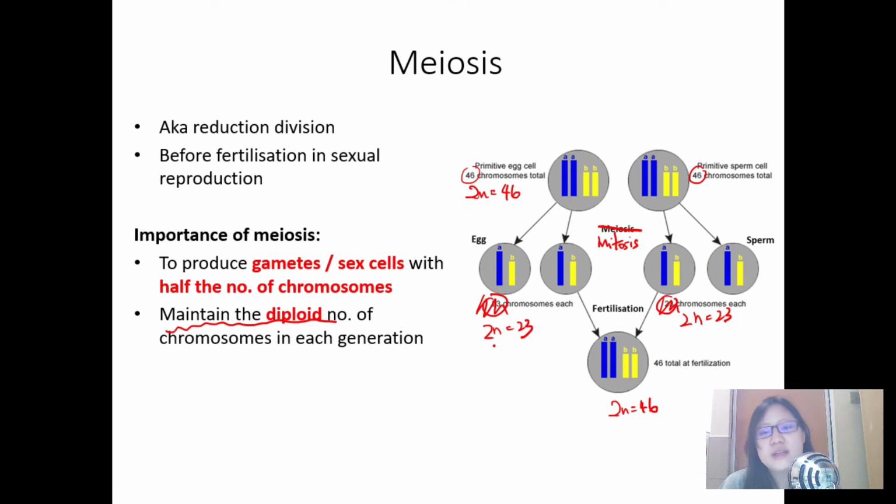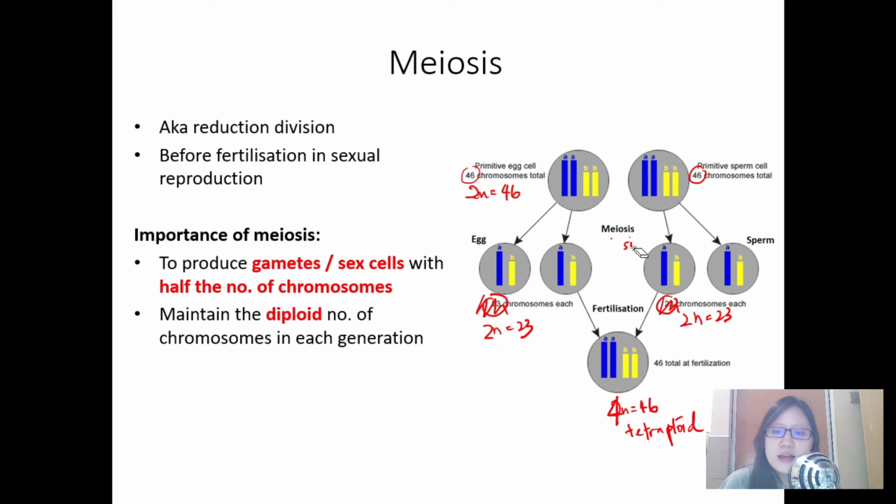2N, diploid cells. And what happens during fertilization if your gametes were diploid? The offspring will result in 4N, and 4N is a tetraploid. It is not a diploid organism anymore, and it would be just a nightmare. So it's very important that gametes are made via meiosis, and this maintains the diploid number of chromosomes in each generation.